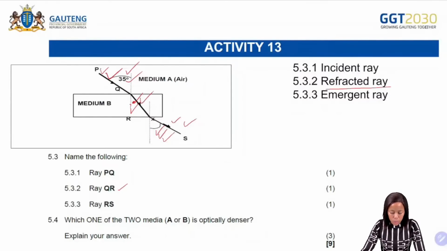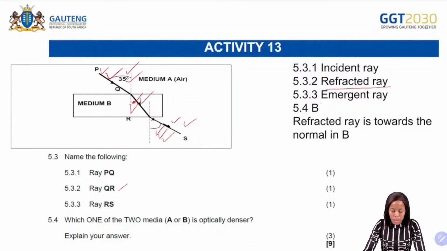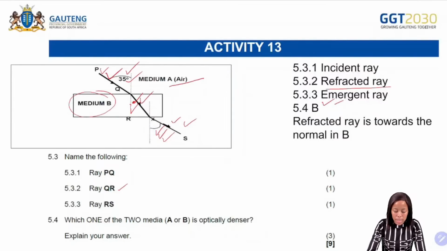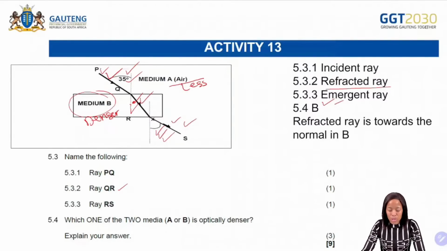Which one of the two media, A or B, is optically denser? Explain your answer. Okay, so our answer for that one will therefore be B. Why is it going to be B? This medium is A. So A is less dense. This one is more dense. So if it's more dense, what happens to the refracted ray? The refracted ray, this one, it will therefore move towards the normal.